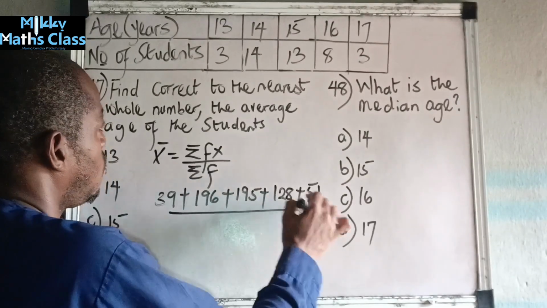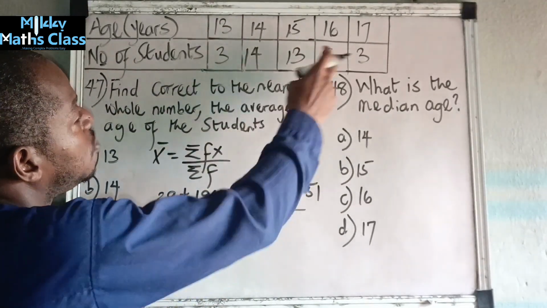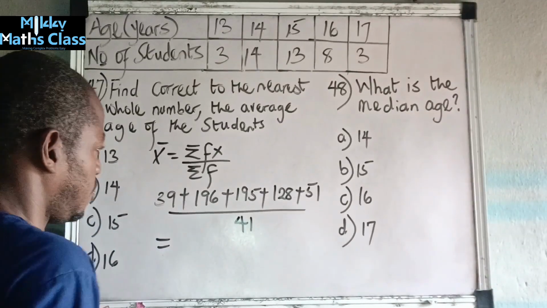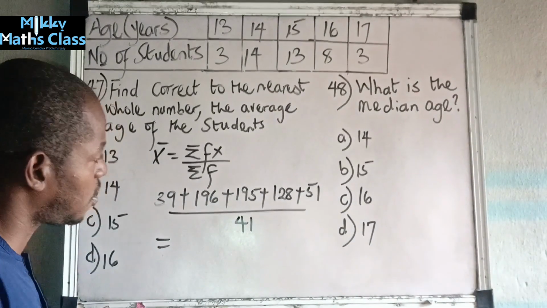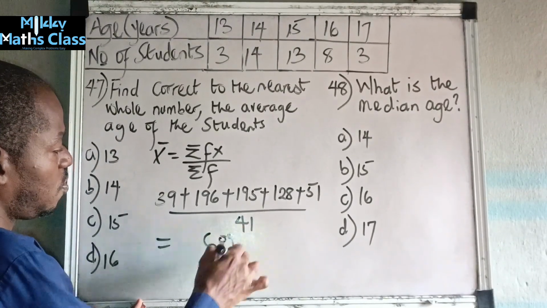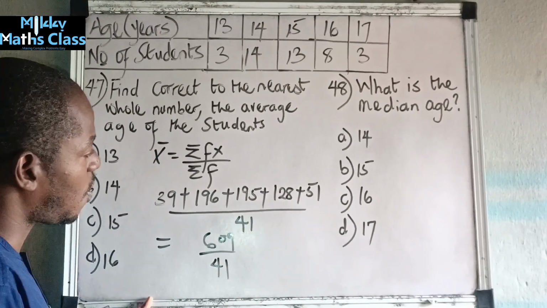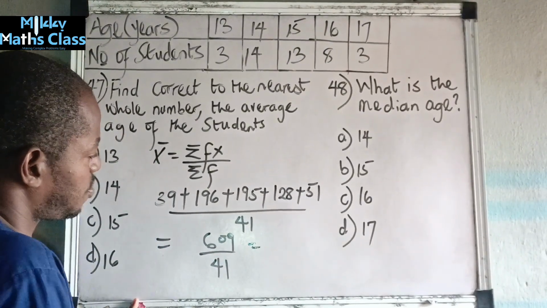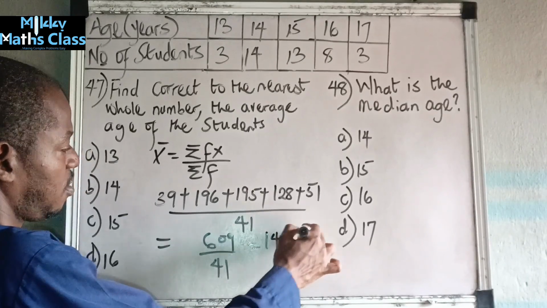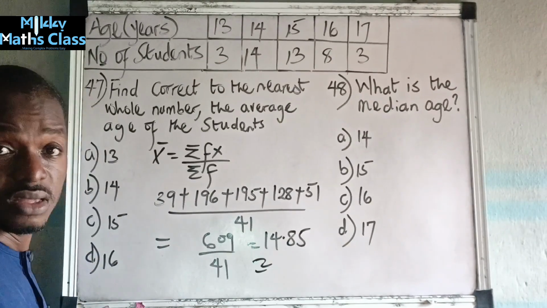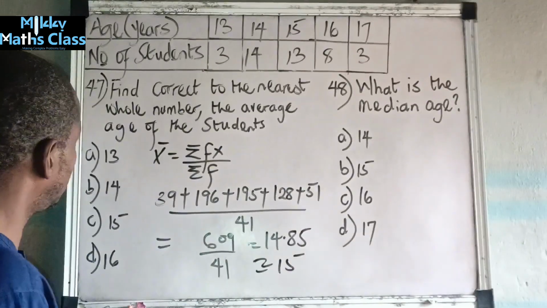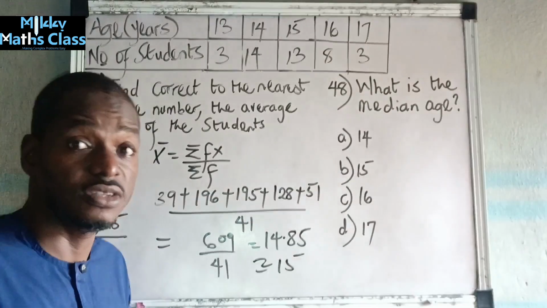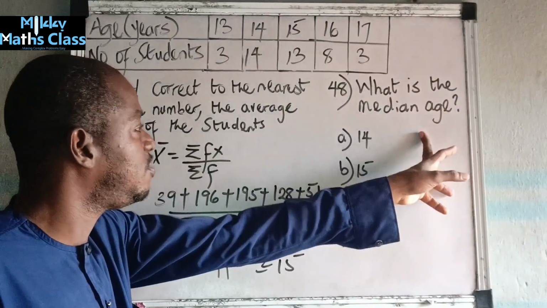51 over this plus this. This will give us 41. So the summation of everything here will give us 609 over 41. That will give us about 14.85, which is approximately 15. That's option C. And the next one, question 48, it says what is the median age?